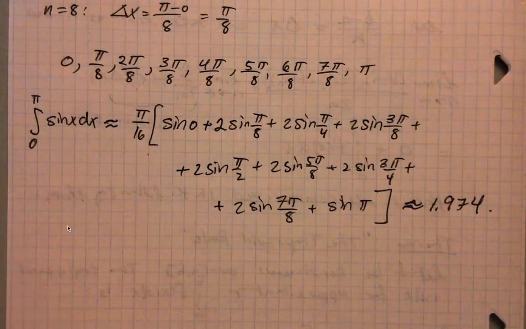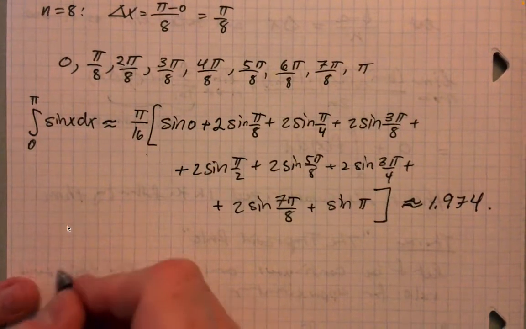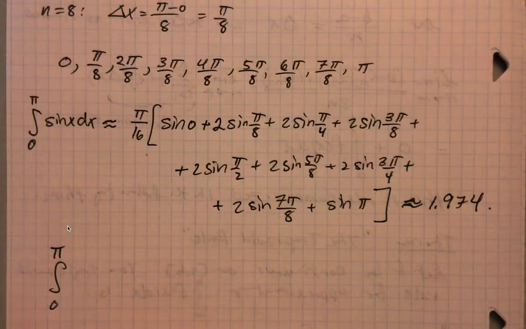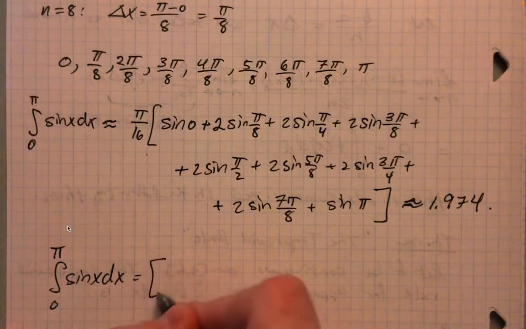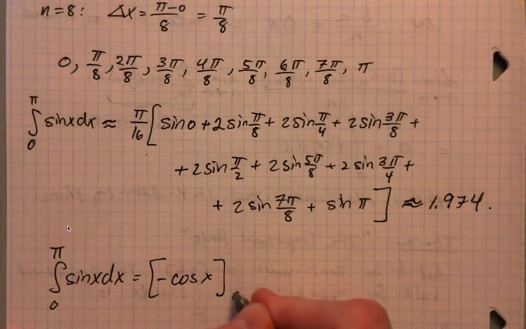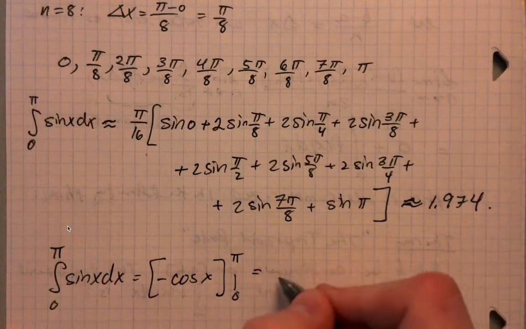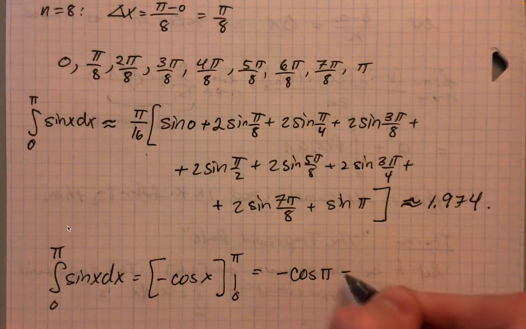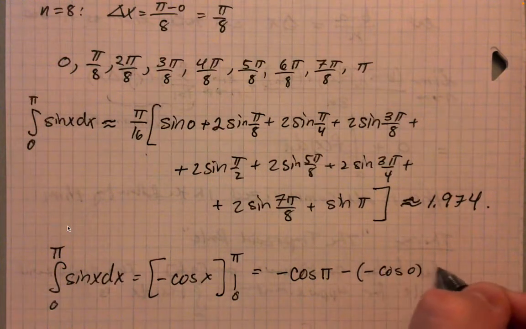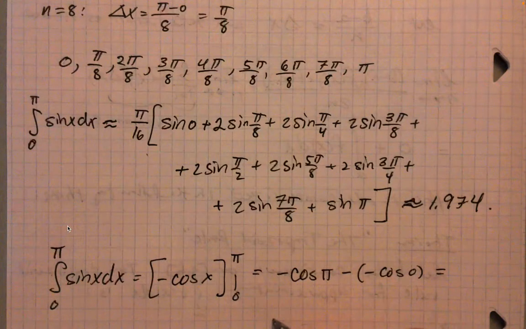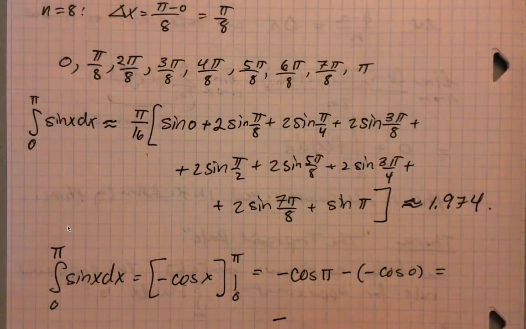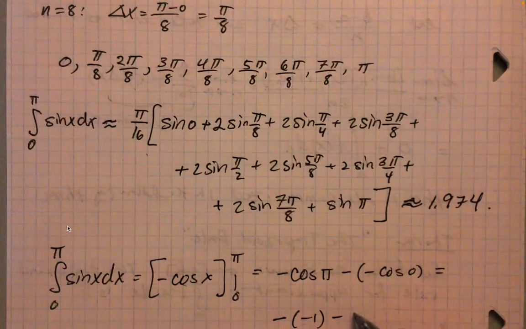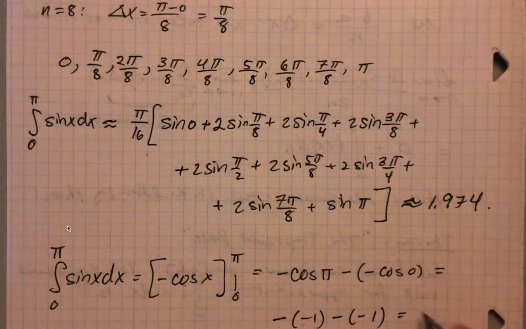Now, in this case, there is an antiderivative, so we can actually evaluate this integral precisely. So the integral of sine of x dx is equal to negative cosine of x, evaluated from 0 up to pi. And so you get negative cos pi minus negative cos 0. And so what do you get here? Oh, sorry, the cosine of pi here would be negative 1, minus negative, and then cosine of 0 is just 1. So this would be 1 plus 1, so 2.